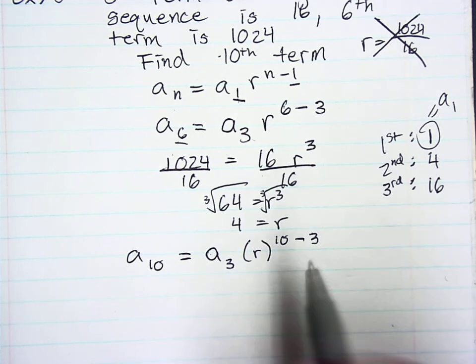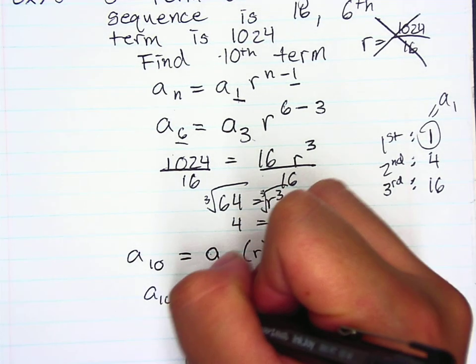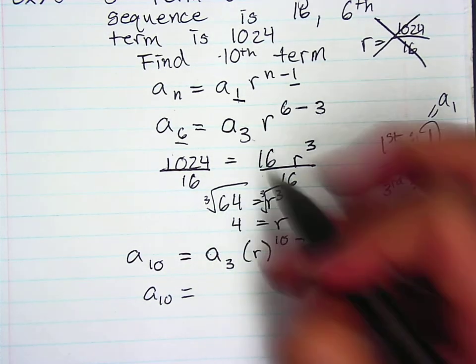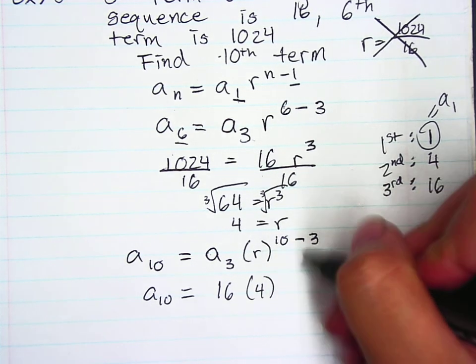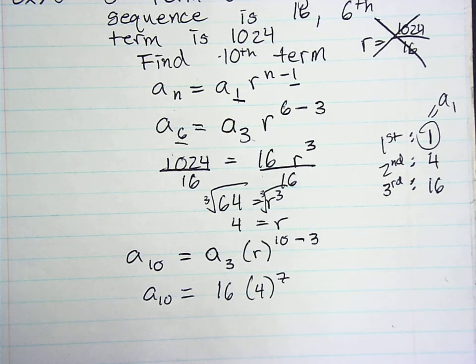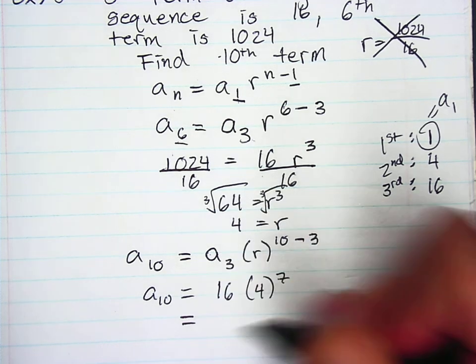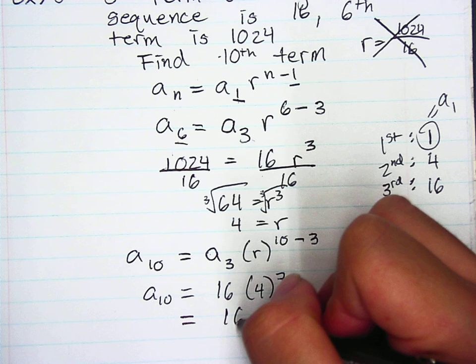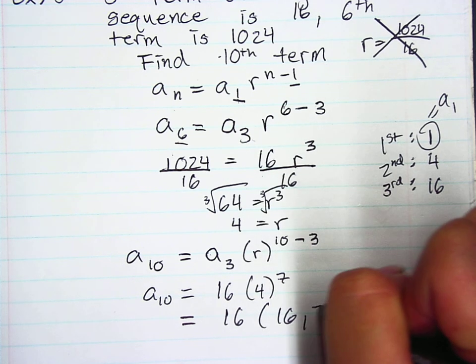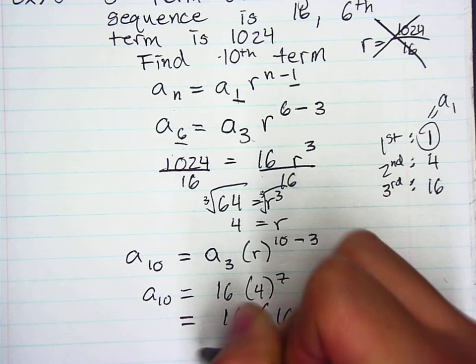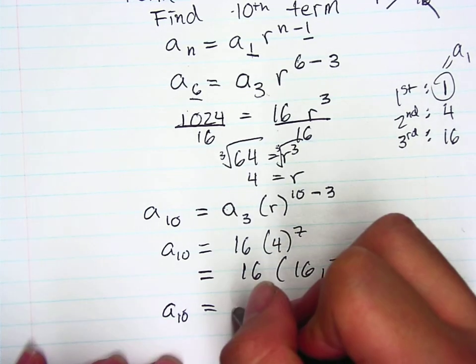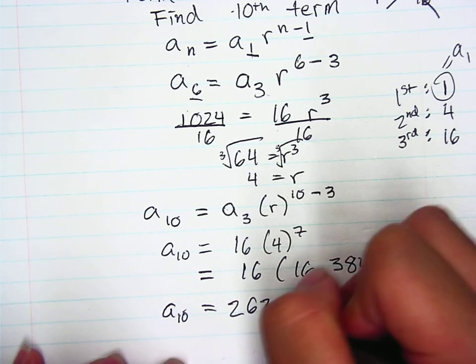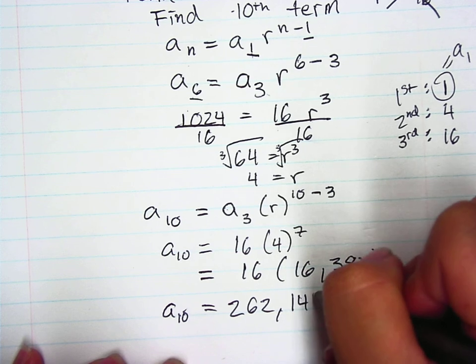So a10 is what we're looking for. A3 is what we're given, so that's 16. We're given our ratio of 4, and then 10 minus 3 is 7. So 4 to the 7th power, once again, is such a huge number. Not something I want to deal with on my own, so calculator gives me 16,384. Multiplying that all out, I get my final answer that the 10th term in this geometric sequence is 262,144.